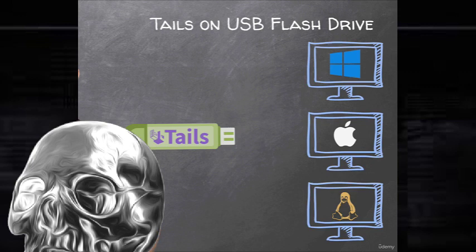So even if it gets inspected, there will be no traces of it even running Tails. So you probably guessed by now, installing Tails on a USB stick is the best option, and in the next lecture, I'm going to show you how to do that.